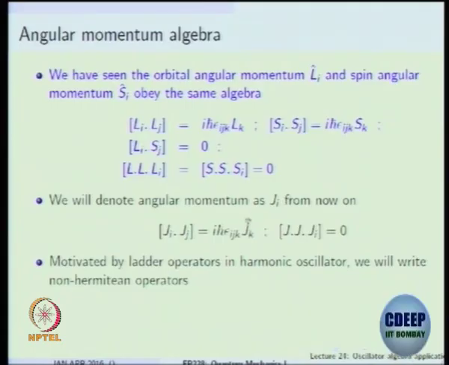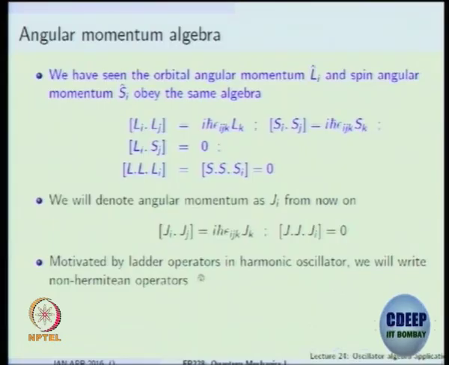Instead of talking about whether we are dealing with orbital angular momentum or spin angular momentum, we will compactly write angular momentum by a symbol J, and J will satisfy the same property, and we will write eigenstates of J squared and Jz to be the simultaneous eigenstates.